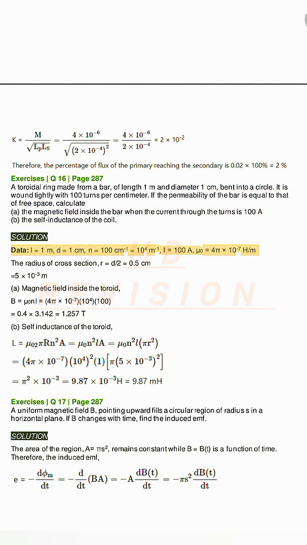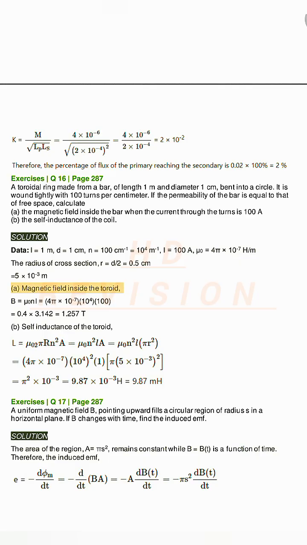Solution. Data: L equals 1 meter, D equals 1 centimeter, N equals 100 per centimeter equals 10 to the 4 per meter, I equals 100 A, mu 0 equals 4 pi times 10 to the minus 7 H per meter. The radius of cross-section, R equals D over 2 equals 0.5 centimeters equals 5 times 10 to the minus 3 meters.